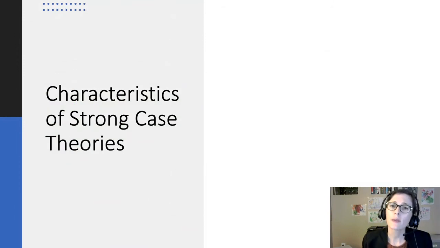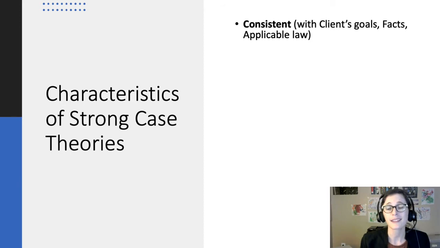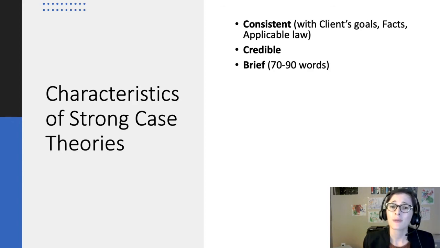So, what are some of the characteristics of a strong case theory? Well, first, it's consistent. It's consistent with the client's goals, the facts, and the applicable law. Next, it's credible. If it doesn't sound believable to you, it's not going to sound believable to anyone else. It's brief. Normally it's about 70 to 90 words.